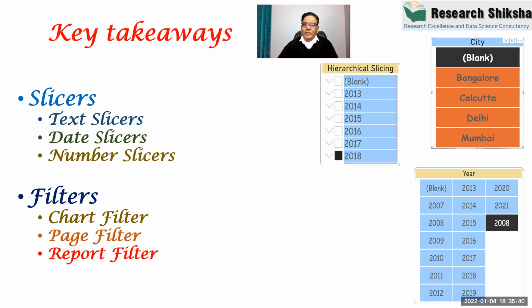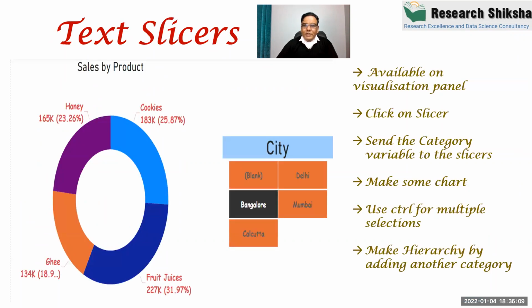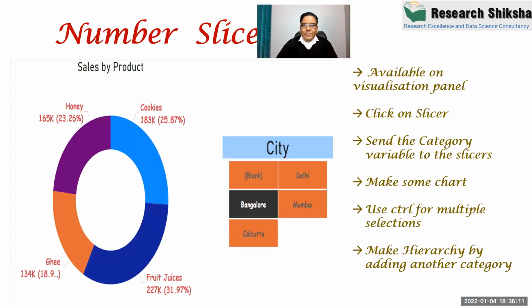The third kind of filter is called report filter. Report filters are those filters which are affecting the complete report. In one report, normally we have 40-50 pages. The whole report is affected by the filters. So we have all types of filters: chart filter, page filter, and report filter. So today, first of all, we are going to learn how to design these filters. These are some of the filters that we will develop.